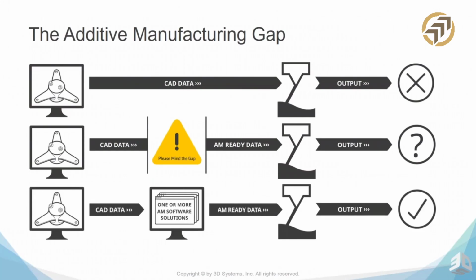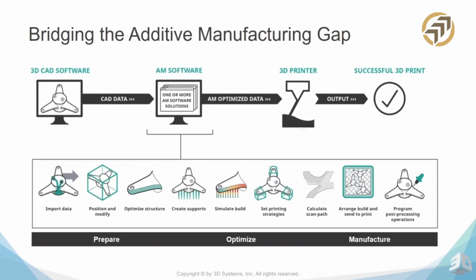So to bridge the additive manufacturing gap, you need to have the right tools. First, a tool set that will reflect the additive manufacturing considerations. And second, a tool set to address these considerations and take them into account during the design and preparation process. And this is exactly where the additive manufacturing software comes into play. If we take a closer look at all the functions that the additive manufacturing software should address, we can divide them into three main groups.